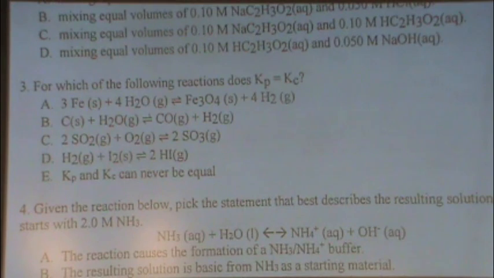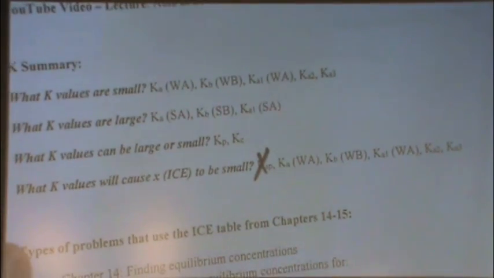Who's next? Yes? When you do an ICE table, how do you know when to assume that x goes to 0? Okay. I'm going to turn to the reader. The question was, how do you know when x is small in an ICE table? I told you at the end of chapter 15. It's a good question because it happens a lot. You need to know when to do it, so I just wanted to summarize all the scenarios where it would happen. This is page 80 in the reader.